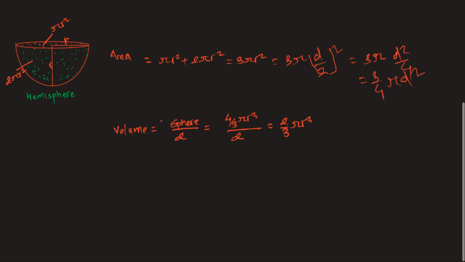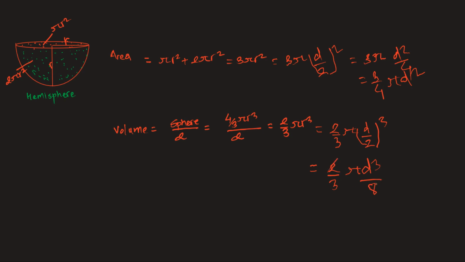If we want to find the volume of a hemisphere, which is volume of sphere over 2, as hemisphere is half the sphere, we can get 4 over 3 pi r cube over 2, which is 2 by 3 pi r cube. Also, if you want to find it in terms of d, you will get 2 over 3 pi, r is d over 2 cube. If we want to solve, we will get 2 over 3 pi d cube over 8.